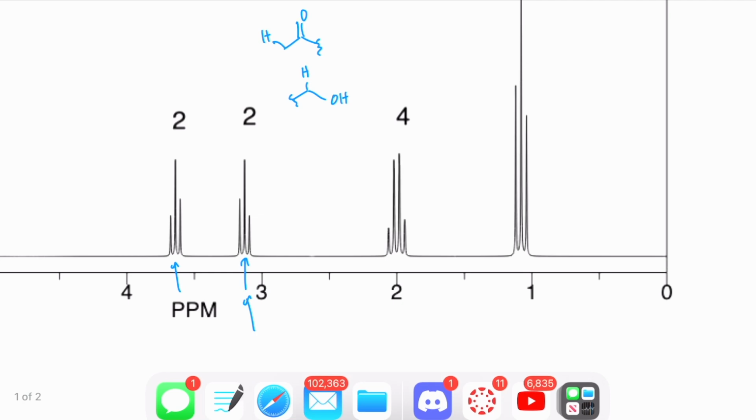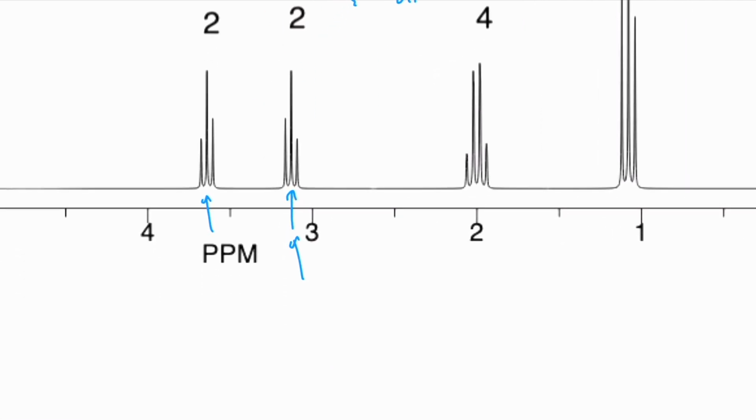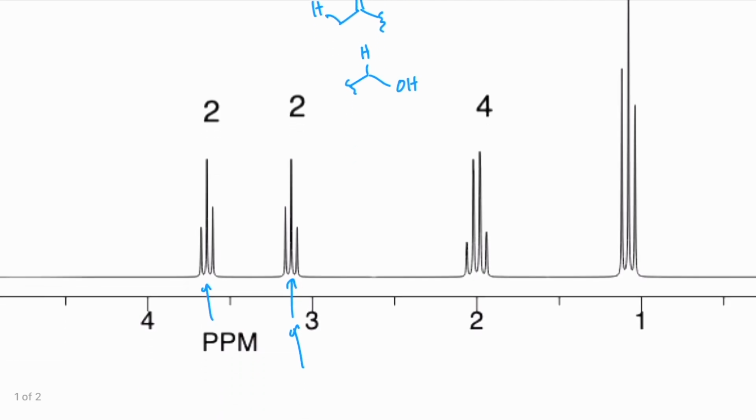Which one is which? Well, as we saw, this hydroxyl is going to be higher. So this one is going to be right next to this hydroxyl. It's 2 hydrogens in a triplet, which means it'll have 2 neighbors. Okay, so we're likely going to see something like this. Right? Has 2 neighbors.